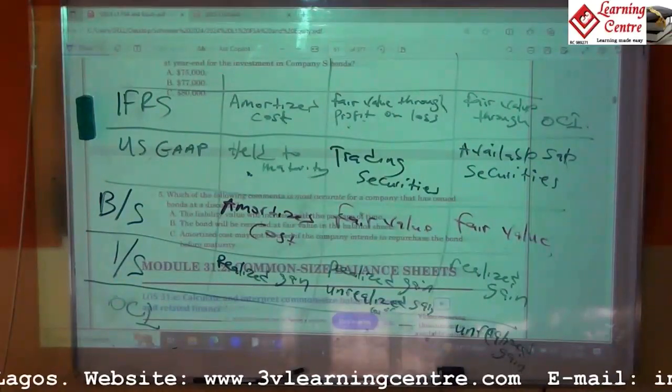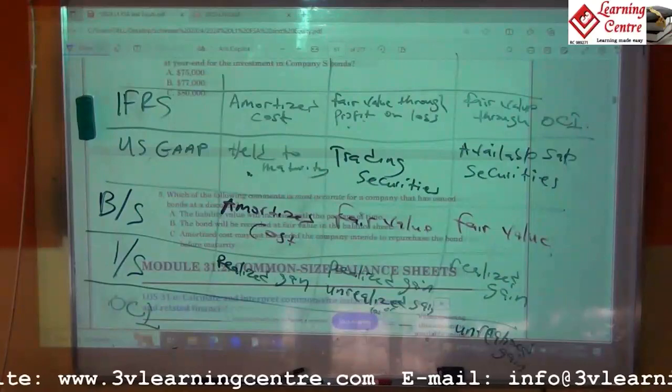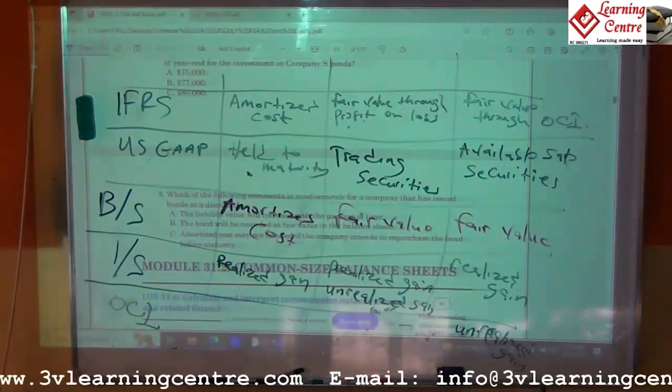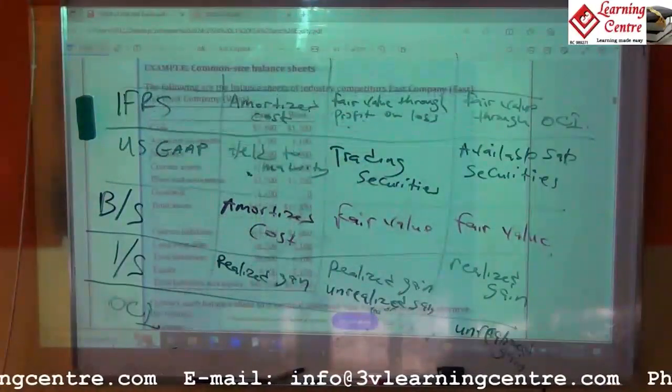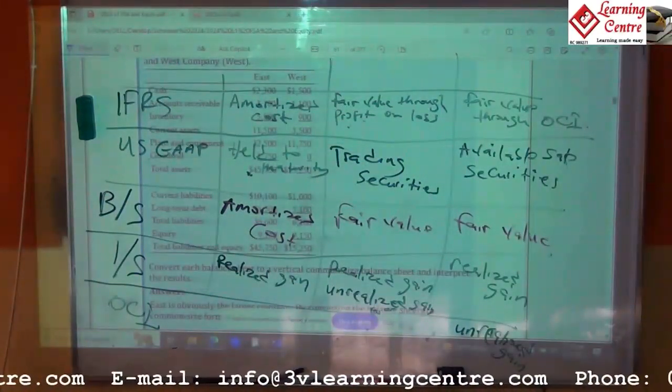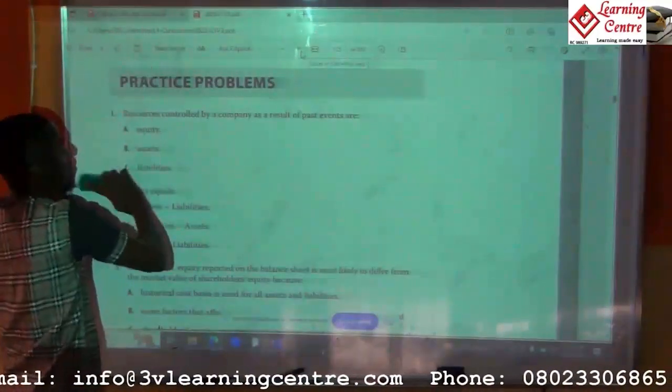Common size balance sheet. Thank you. Please let's look. So you divide each line item by your total assets. Please let's write. You divide each line item by your total assets. So I think it's fine, right?